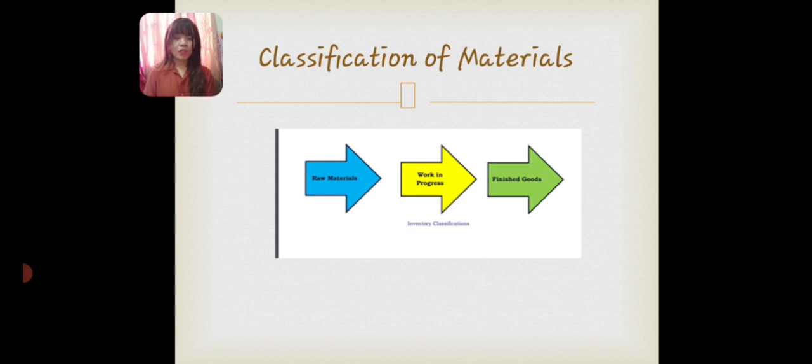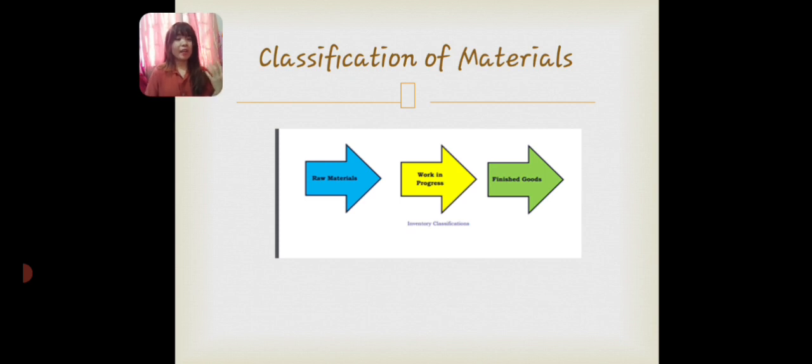Their classification as direct materials. Pag sinabi natin direct materials, ito yung direct na ginagamit mo sa isang ingredients. Halimbawa, nagbe-bake ka. So, yung sinasabing direct materials, yung dinadirect mo doon sa niluluto mo. Example, egg, flour, sugar, oil. Yun yung sinasabing direct materials.